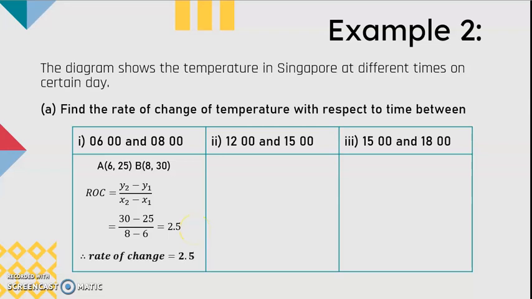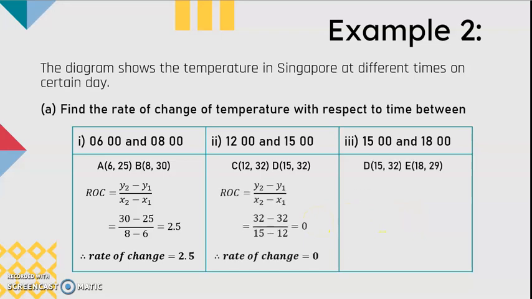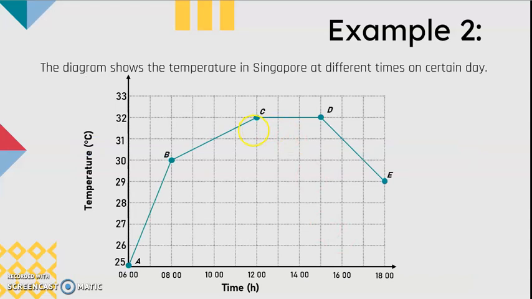Okay, so now let's do your part. Try to pause this video and solve these 2 questions, number 2 and also number 3. Alright, so I believe you have done these 2 questions already. So here is the working and also the answer. As you can see from number 2, the rate of change is 0. Why is that? Because the graph is just a constant here. So if it's constant, just a straight line here, the gradient is always equal to 0.